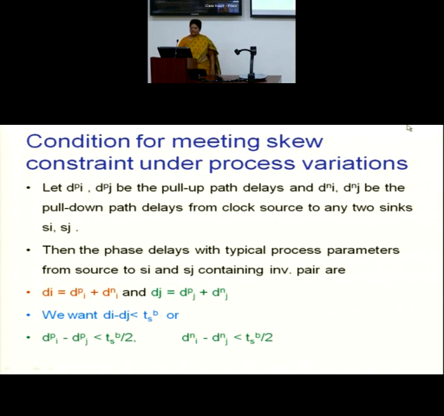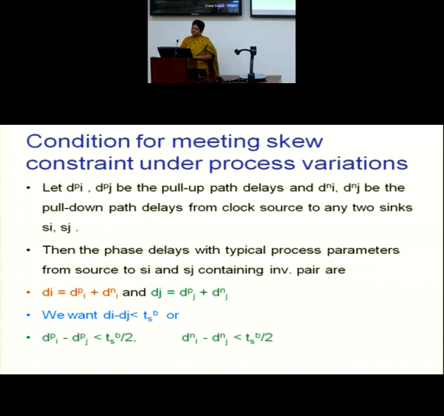In any situation, the Di path is Di pull up through PMOS and Di pull down through NMOS. Dj will also be Dj pull up plus Dj pull down, and I want Di minus Dj to be always less than TSB. So now I do a budgeting because there is a pull up separately and a pull down separately. I budget half of my TSB to pull up delays and half of my TSB to pull down delays.